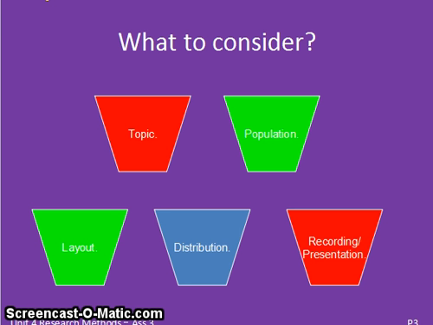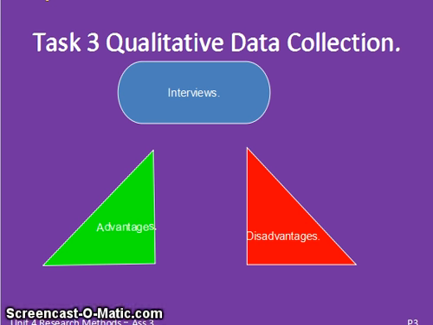Task 3, qualitative data collection. This is interviews. The advantages of interviews is that unexpected data can come from interviews, and you can build a relationship with your participant and get more personal, thoughtful answers from them. Whereas a questionnaire is very closed and unpersonal. An interview can also be flexible, so the interviewer can change questions to suit the individual that's being interviewed.